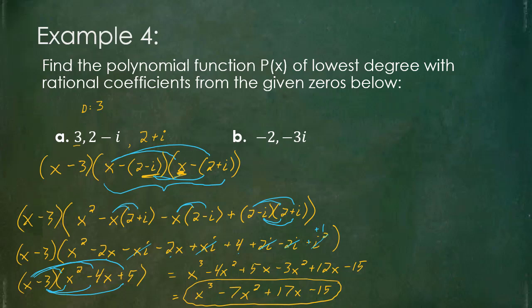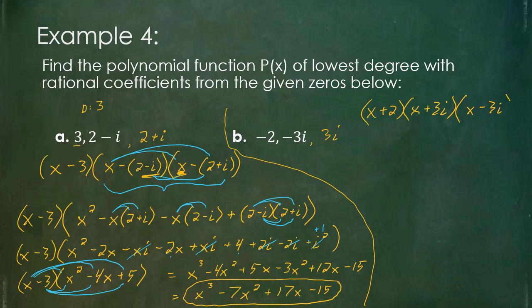If I look at part B, it looks like it's given me 2 zeros, but one of them was a complex or a non-real one. So if negative 3i is a 0, then positive 3i also has to be a 0. So when it comes to the setup, go ahead and separate this a little bit. The setup for this one is going to be x minus a negative 2, so x plus 2, times x minus a negative 3i, which actually would turn into x plus 3i, and then x minus 3i, since the last one was technically a positive.